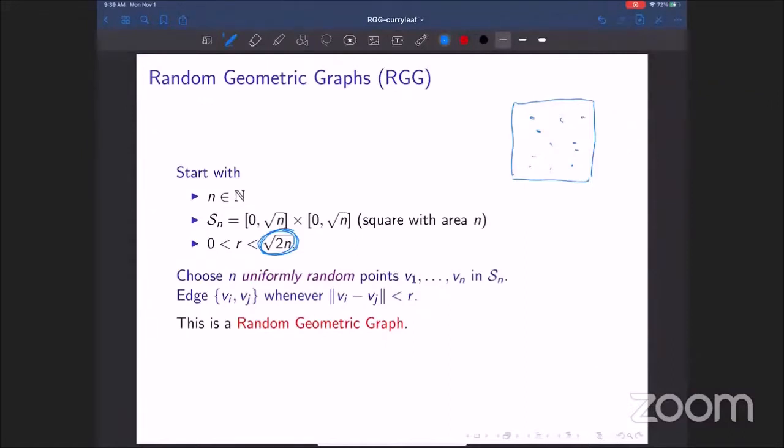Well, the reason. Hello. Yeah. Hi. Yeah. The R is strictly less than square root of 2n, so that we can fit the circle inside the square. Exactly. So, well, not so much that you can fit the circle inside the square, but the point is the longest distance here is square root of 2n. So if I make R bigger than that, then basically every point will be adjacent to every other point, and that won't be very interesting, right? So that's why I want to take R that's smaller. And okay, so this is a random geometric graph.